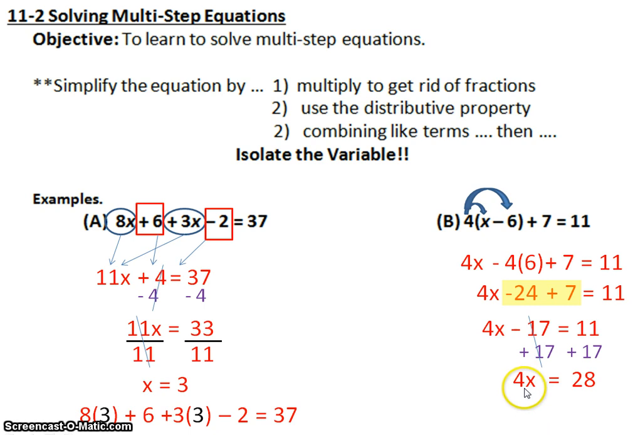The last operation that we need to undo is the multiplication. X is being multiplied by 4. So we're going to use the inverse operation of multiplication, which is division. So we'll divide the left-hand side by 4 as long as I divide the right-hand side by 4. 4x divided by 4, that will drop out, and I'll end up with x. I'll have isolated the variable. 28 divided by 4 comes out to be 7. X is 7.